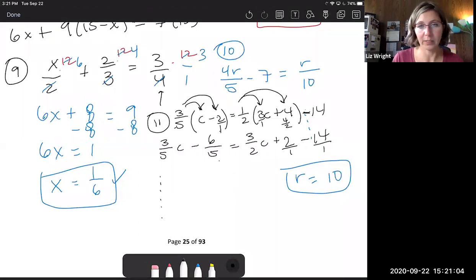I'm not giving you the answer for this one because you should be able to check it at the end and verify that you've got this one correct.